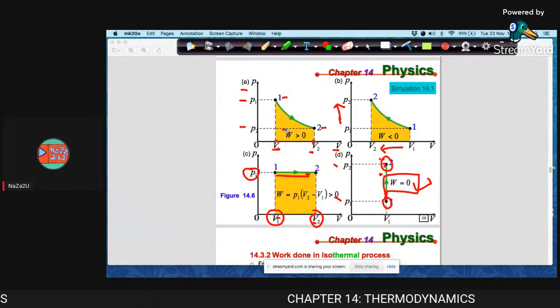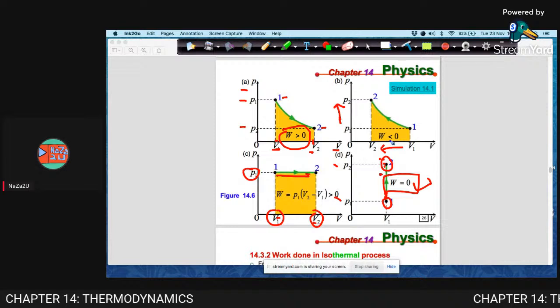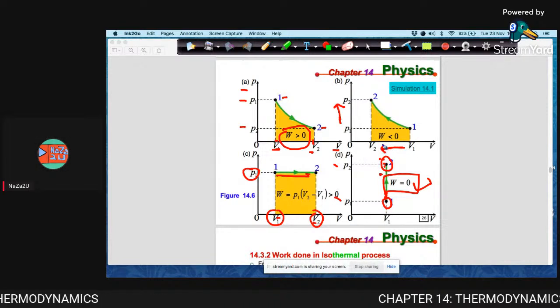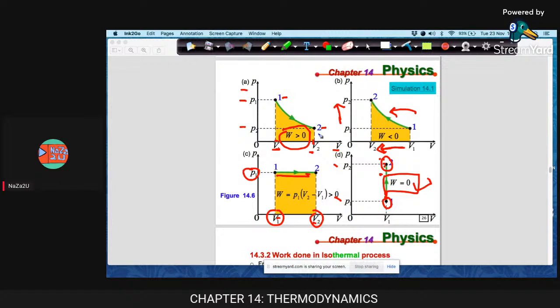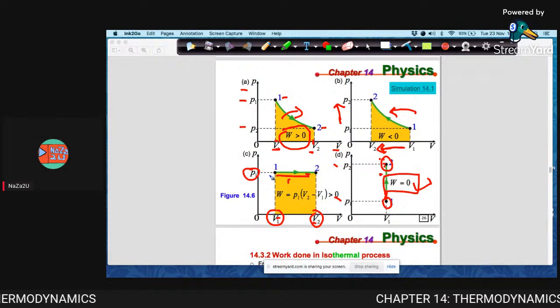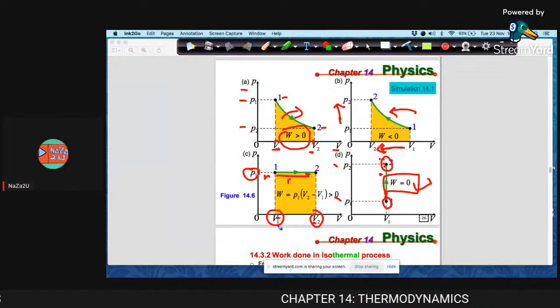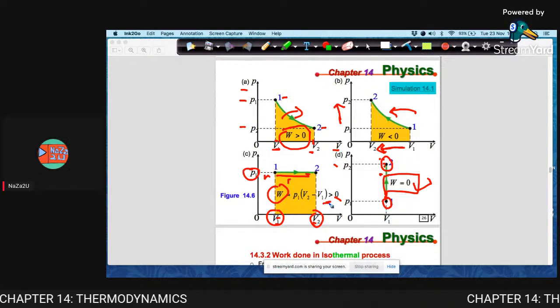So this is work done is positive or greater than 0 because we have change of pressure and volume, and work done is negative because the volume is decreased. This is work done on the system. This is work done by the system. This is pressure constant but increase of volume. So we have a work done is positive.